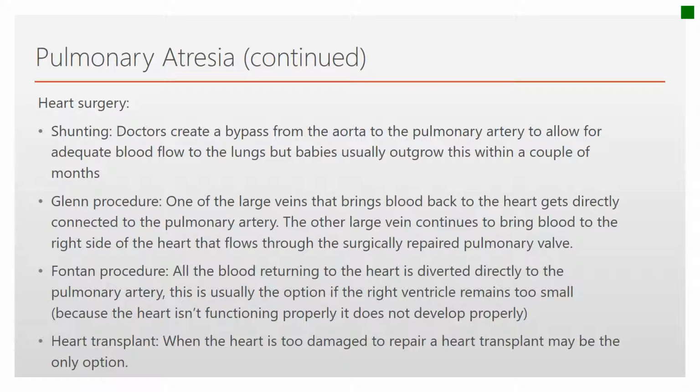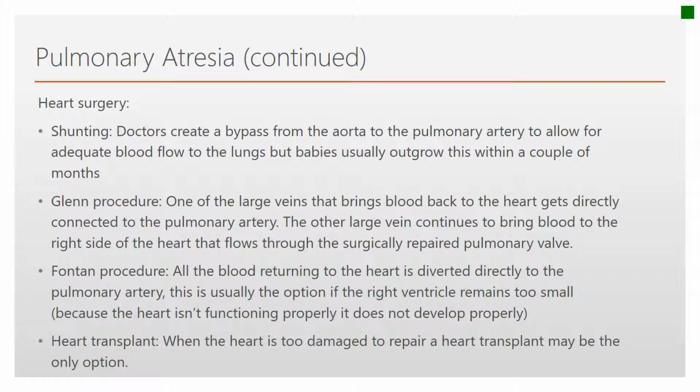And then sometimes these babies need to undergo heart surgeries. So the first one would be shunting. The doctors would create a bypass from the aorta to the pulmonary artery to allow for adequate blood flow to the lungs, but babies usually outgrow this within a couple of months. There's the Glenn procedure. One of the large veins that brings blood back to the heart would get directly connected to the pulmonary artery, and the other large vein would continue to bring blood back to the right side of the heart that would flow through the surgically repaired pulmonary valve. So that would be either the superior or inferior vena cava veins.